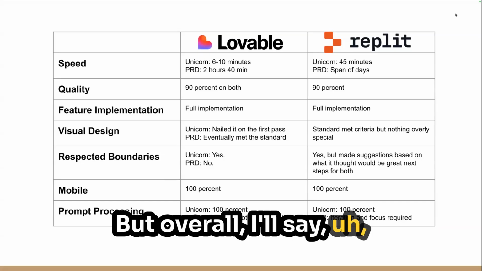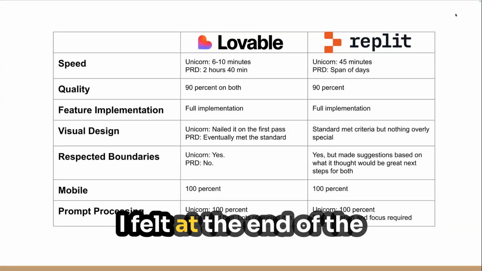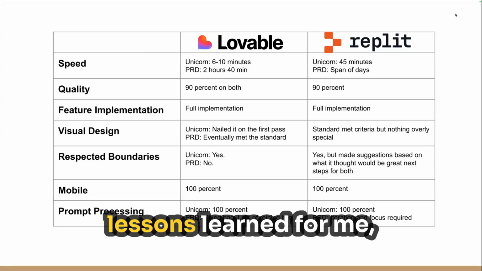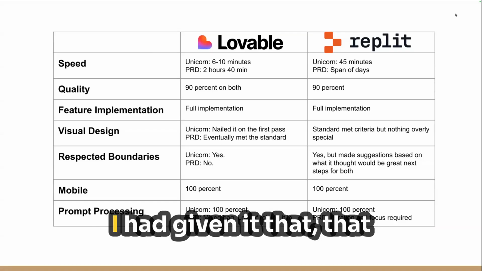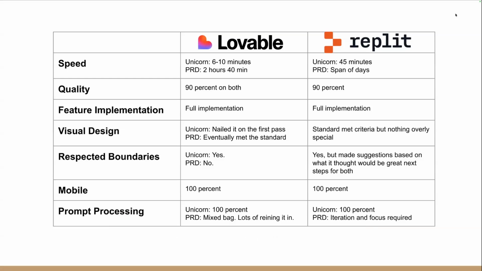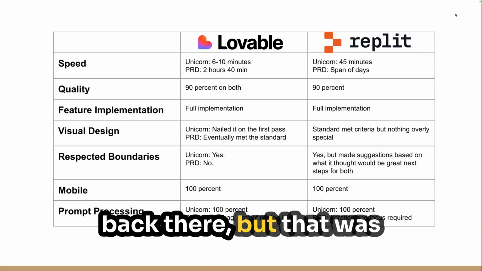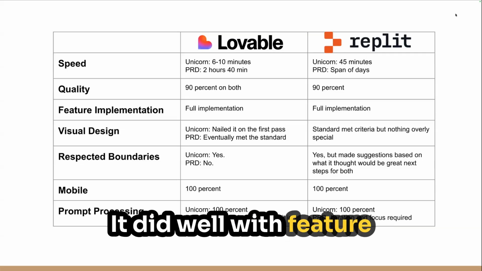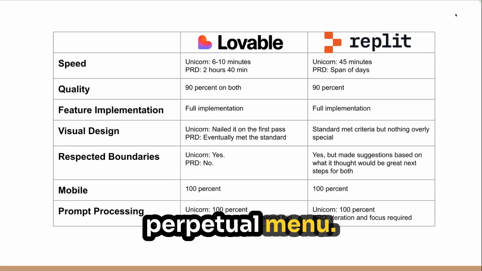But overall, I was impressed with especially how Lovable handled the unicorn prompt in this project. I felt at the end of the day, both projects were pretty good quality. One of the lessons learned for me: I was surprised that the PRD version, the complex version, struggled with the design so much because I had given it that information up front. Like I said, it strayed far from the path of the screenshots provided. Eventually we got it back there, but that was a little bit frustrating. The quality I thought was pretty good. It did well with the feature implementation, aside from the buttons I wanted in the perpetual menu.